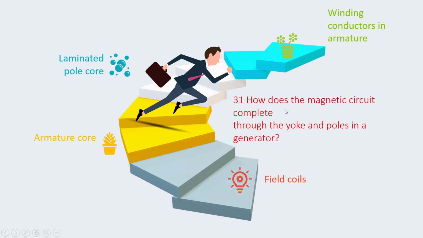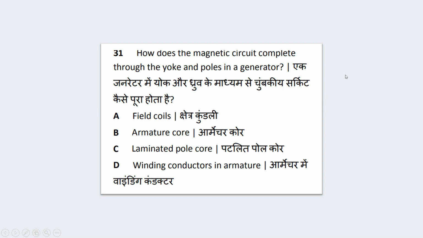How does the magnetic circuit complete through the yoke and pole in a DC generator? Field coil, armature core, laminated pole core, winding conductors in armature. The answer is armature core.